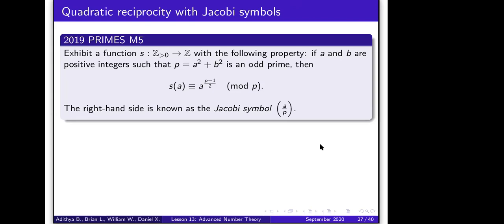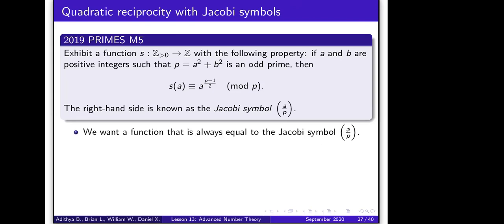Okay, so let's get started. So here we essentially just want to find a function that's equal to the Jacobi symbol. And one idea would be to try to use quadratic reciprocity in some way. So does anyone have any ideas for how we can do that here? Because we don't really have any conditions on the value of A.